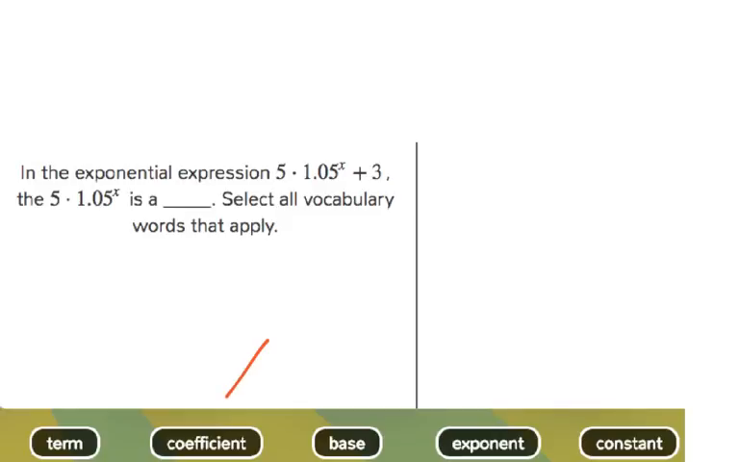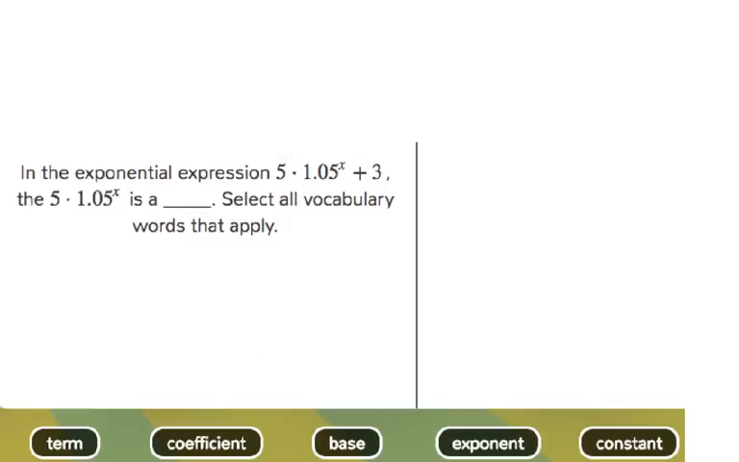Next, we have the word coefficient. A coefficient in algebra is the number part of a term that has variables as well. It is usually the first number, and it's the number that's going to multiply the rest of the term. So in this case, this 5 in that first term is being multiplied by the rest of that term, that 1.05 to the power of x. So the 5 is the coefficient there.